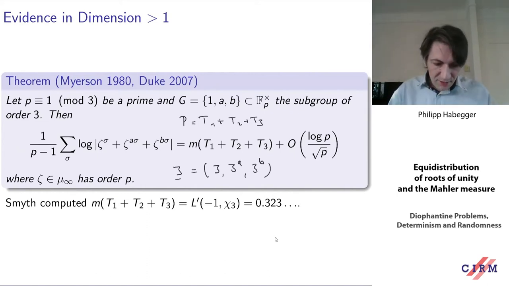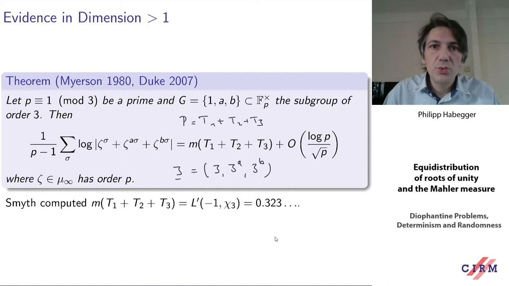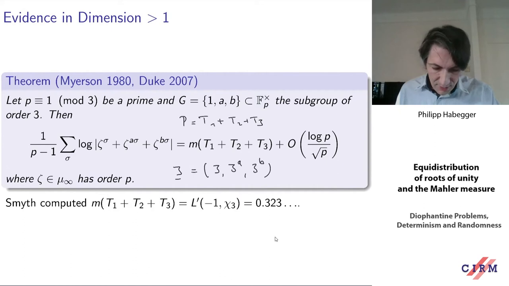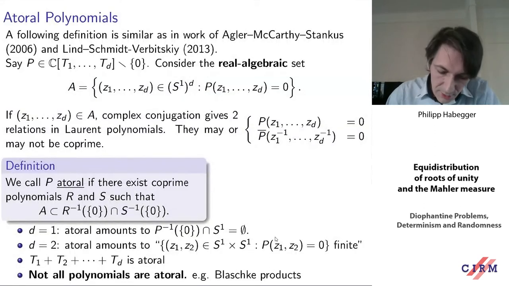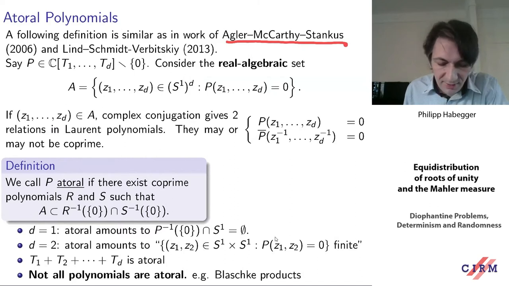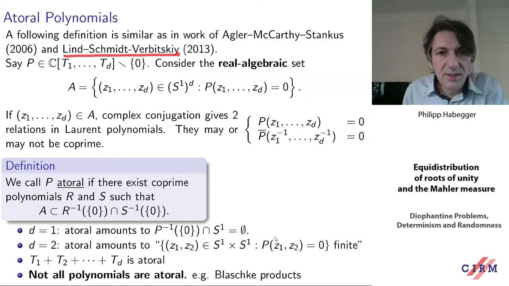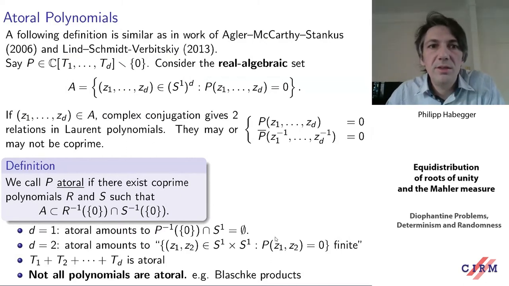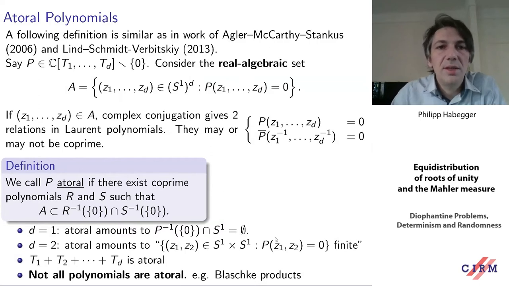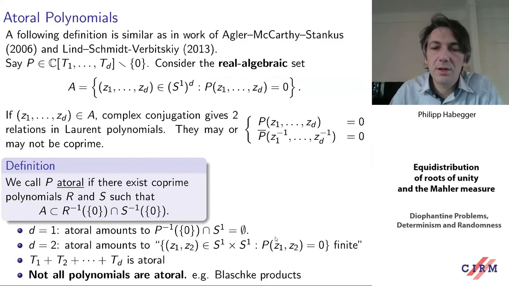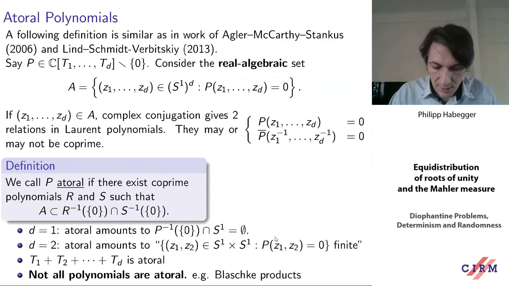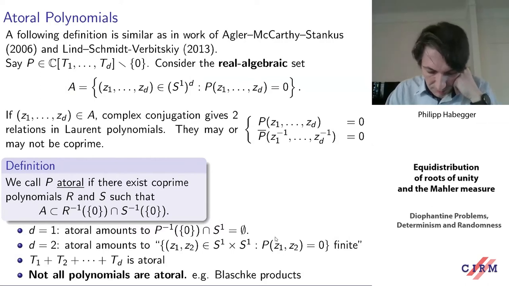And so as next point, I want to state a result for a class of polynomials in d variables for which we know the conjecture is true. And for that, I need to introduce the notion of atoral polynomials. So atoral polynomials appear in the literature. I guess they appeared in work of Agler, McCarthy, Stankus in 2006, and later in slightly different form in work of Lindenstrauss and Verbitsky. And we will introduce yet another variant of what it means for a polynomial to be atoral. These three definitions are not completely equivalent. They are in similar spirit, I could say. We chose a definition that's best suited for our method.